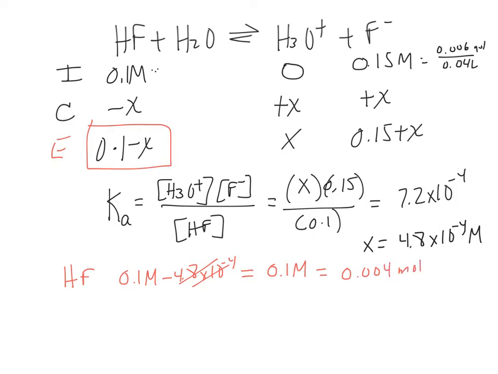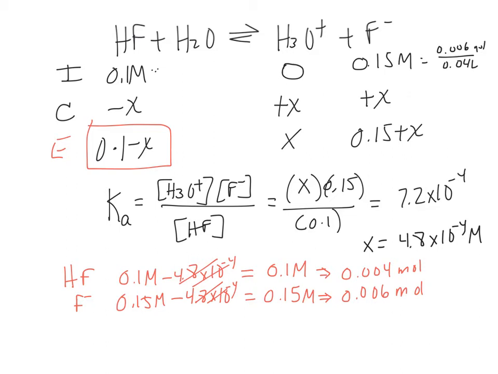Likewise, the F minus ions in the solution is going to be 0.15 molar minus the 4.8 times 10 to the minus 4, which is insignificant for sig figs. So we're going to have 0.15 molar, times it by the 40 milliliters. That's going to give us 0.006 moles. So the change for the equilibrium doesn't affect those concentrations because it's so small.